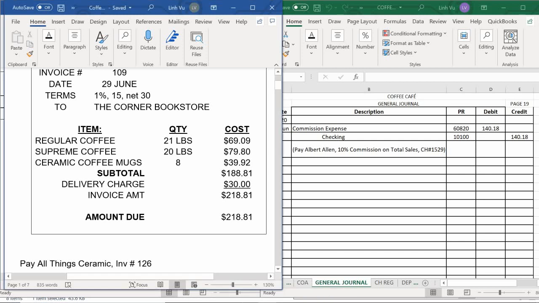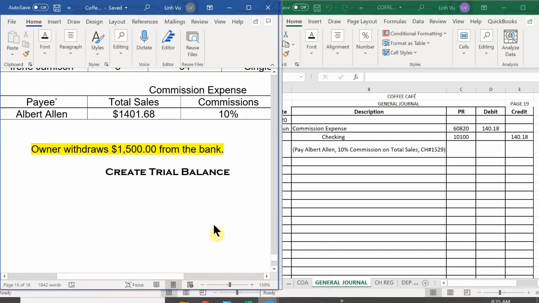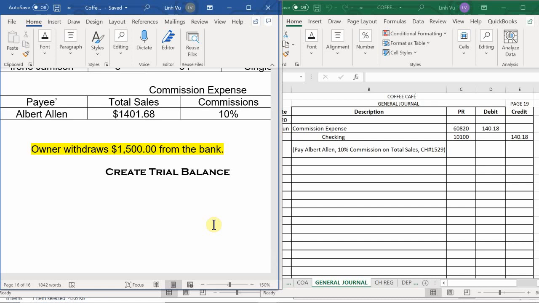Now, the last thing that we left off is going to be the very last transaction, which is to do the owner's withdrawal for $1,500 from the bank. As we remember from the previous couple examples before, on the 14th, we also did another bank withdrawal for the owner. So in this case, that's the last thing that we have to journalize.